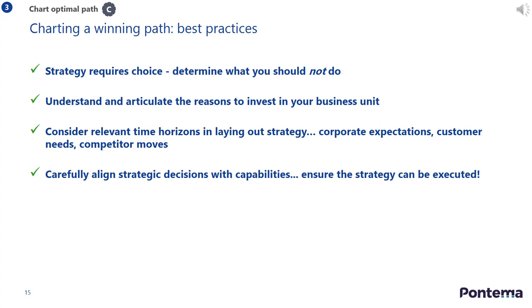Thirdly, consider relevant time horizons in laying out your strategy to take account of corporate expectations, customer needs, and competitor moves. As competitors do not sit still while you execute, it makes business sense to plan for the next generation offering. This is what technology leaders like Apple and Samsung do every week. And fourthly, carefully align your strategic decisions with capabilities. Ensure the strategy can be executed. This is often the hardest part, because even when the strategy is right and it is carried out effectively, a competitor may do a better job.